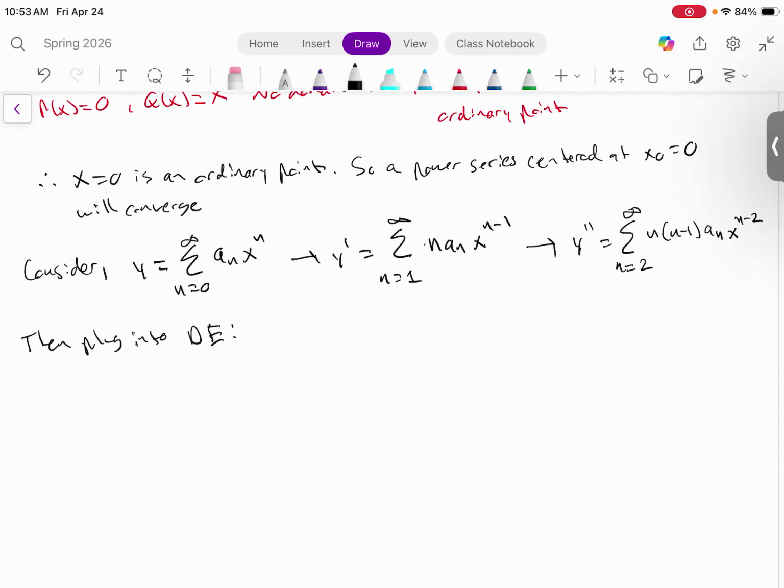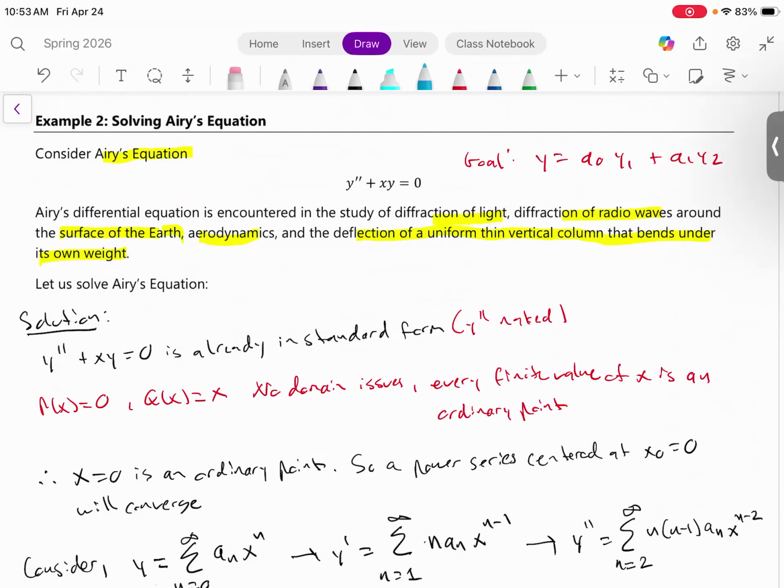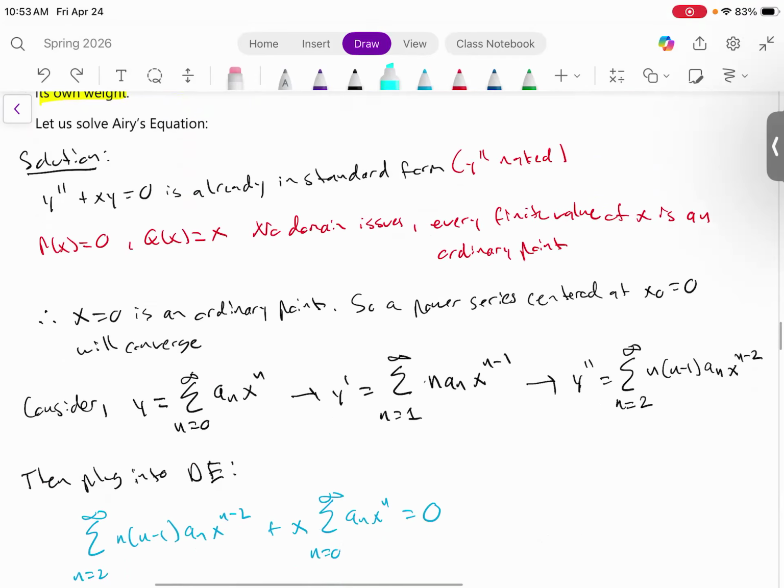Okay, so what we will have is the series n equals 2 to infinity, n times n minus 1, a sub n, x to the n minus 2, plus x times the series n equals 0 to infinity, a sub n, x to the n equals 0. Okay, so we want to get to the point where we combine these and find a recurrence relation, find some coefficients, and get our goal of two power series solutions. So let's go ahead and get to that point.